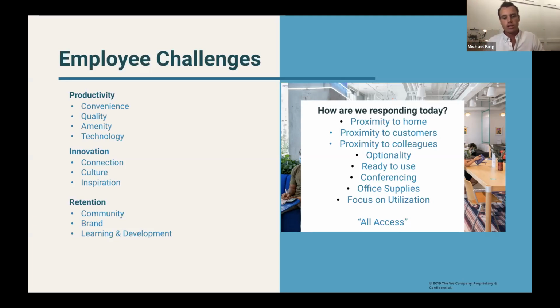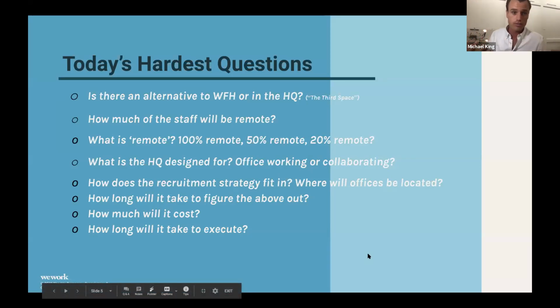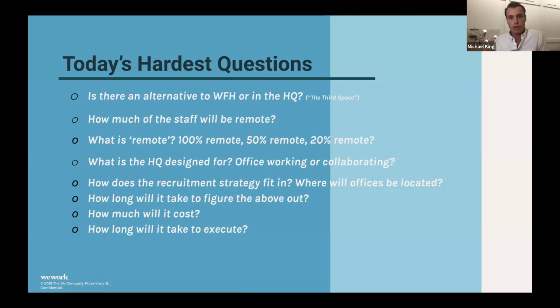So just to summarize, we're looking at businesses, their employees, what are the challenges, and then we're trying to respond really quickly. Where we see the future going is we've got to work through a lot of these really tough questions. Is there an alternative to working from home or working from headquarters? I think everyone on this call is probably thinking that there is. That would be a distributed office. How much of the staff will be remote? What's the split between the headquarters, satellite offices, working from home?